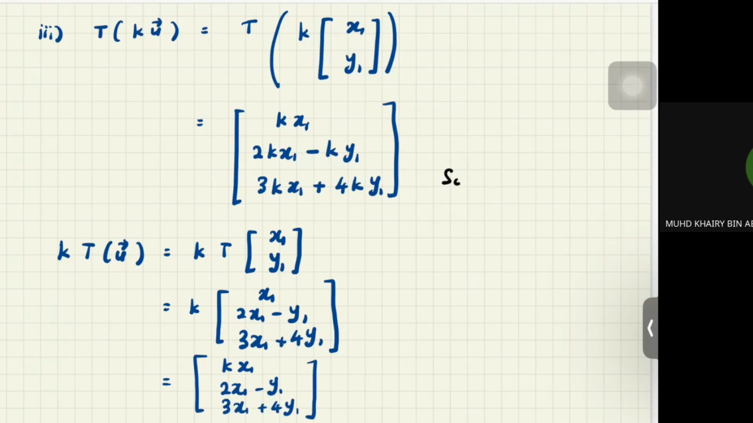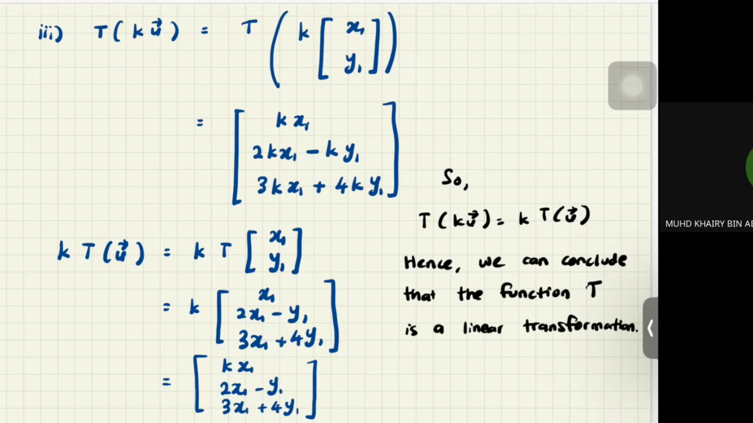So T(ku) is equal to kT(u). So you just proved all three properties. Hence, we can conclude that the function T is a linear transformation. Okay, let's move to number 2.